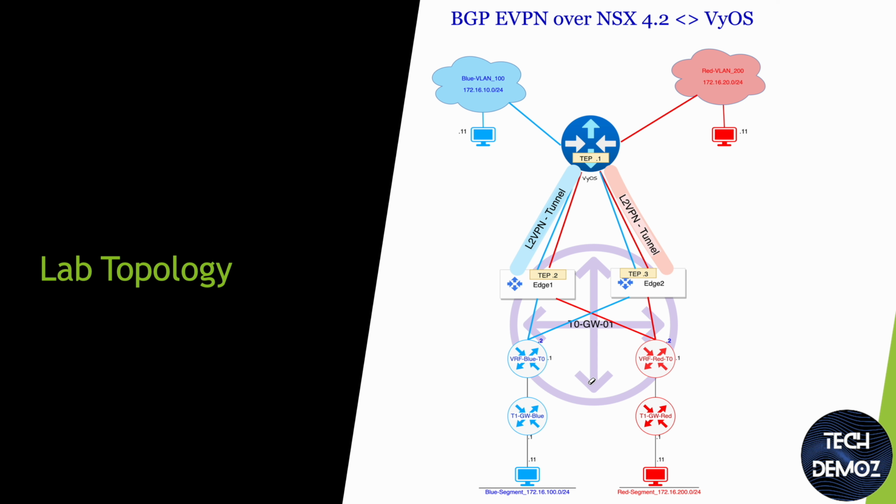First, we need to configure EVPN on the NSX side. Then we need to configure EVPN on the Vyos side. We need to configure the entire VRF connectivity. So the agenda is that the blue segment can talk to the blue VLAN and the red segment can talk to the red VLAN.